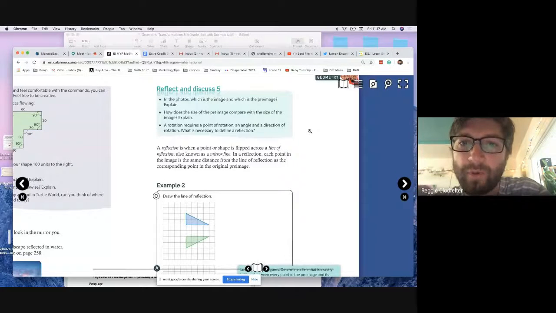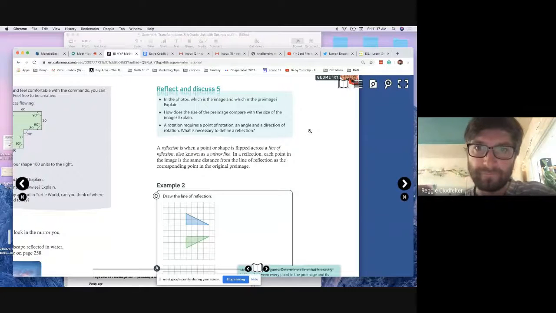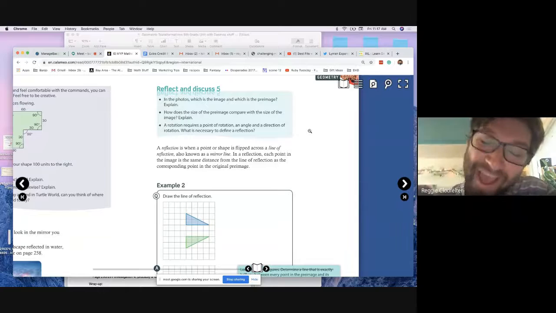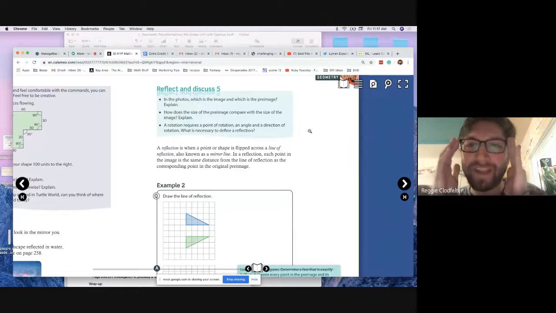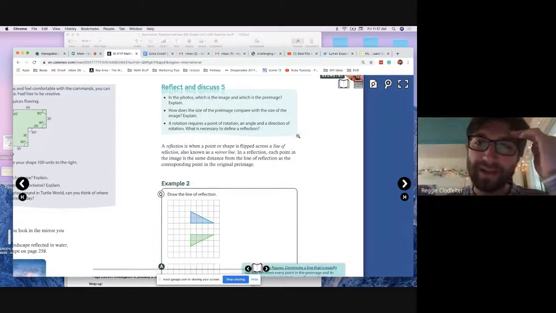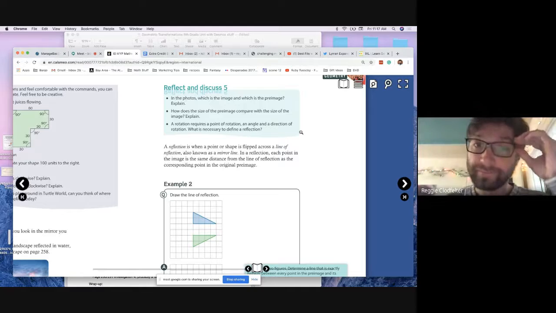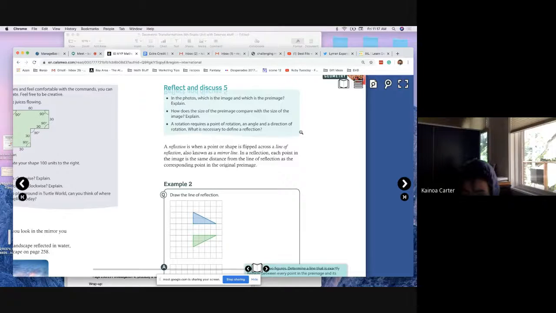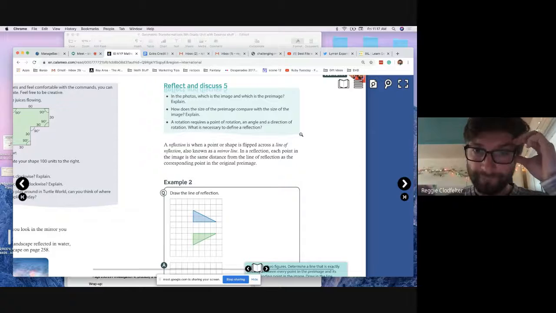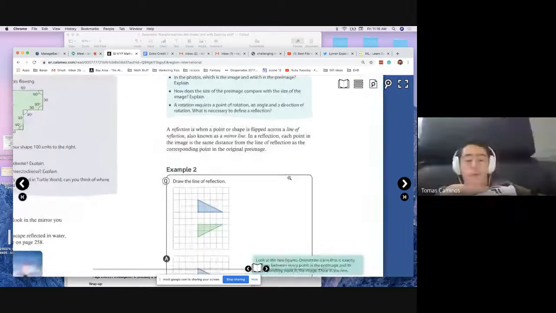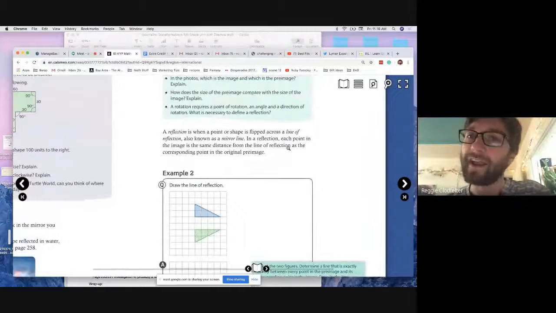All right, and then last we'll go to Kainoa. A rotation requires a point of rotation, an angle, and a direction of rotation. What is necessary to define a reflection? Is it a point? Or a line of reflection. You need a line of reflection, right? Yes. And then you need a distance away from that line. All right. Thank you.